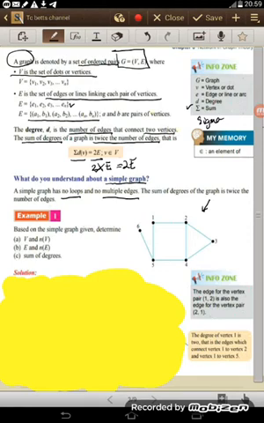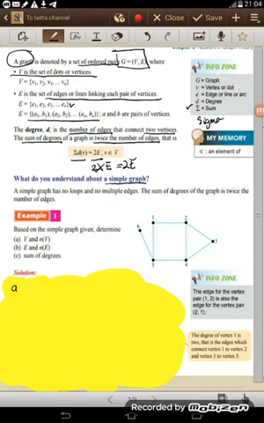So for example 1, based on the simple graph given, determine the vertices and the number of vertices, n(V), meaning the number of vertices. Okay, let's start.